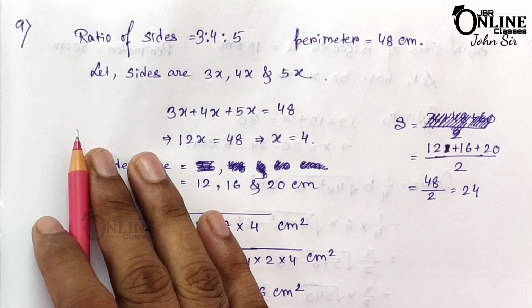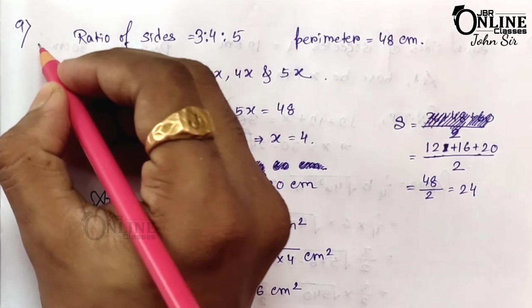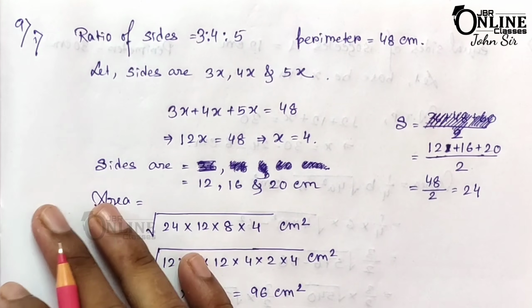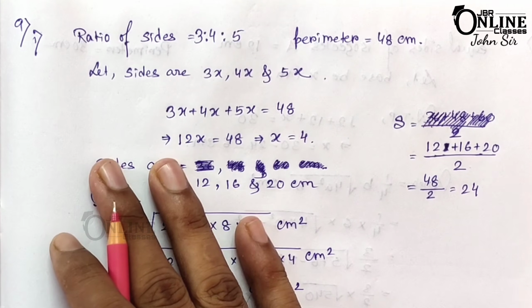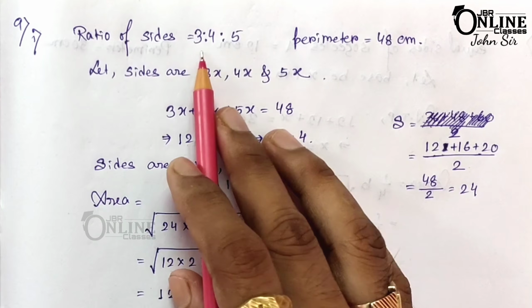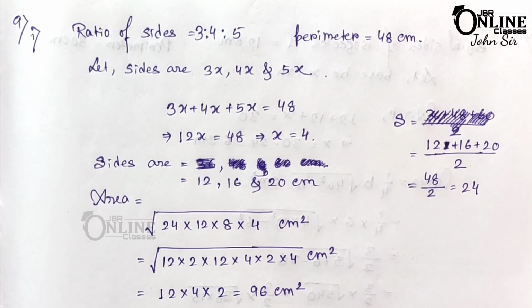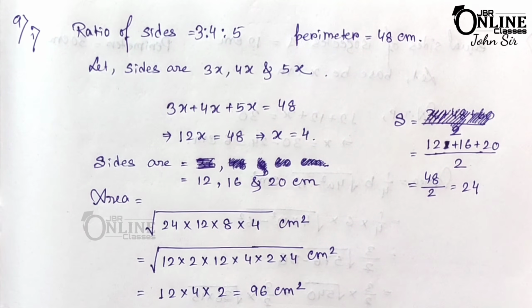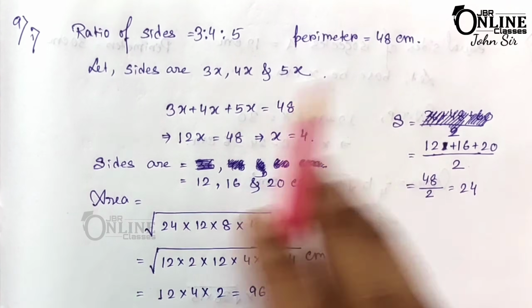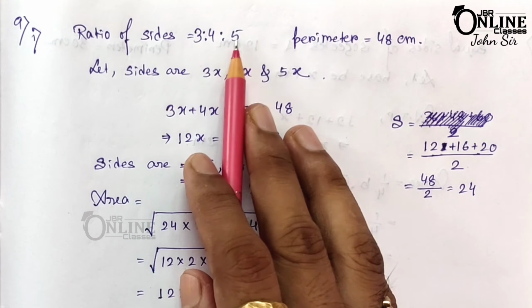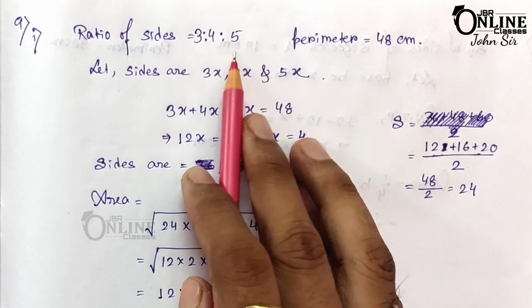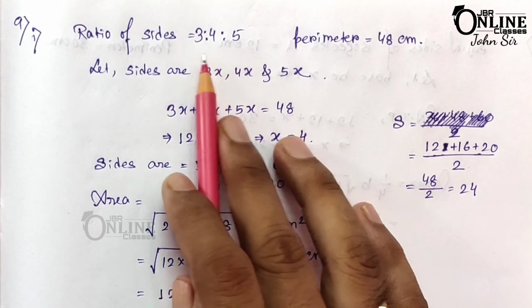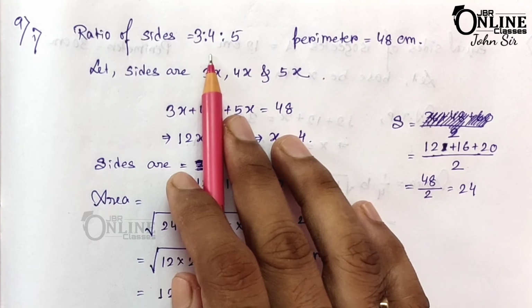Next, sum number 9. Sum number 9.1 and 9.2 are both the same kind of problems. So here I am going to solve the first one. I hope you can solve the second one also. If the lengths of the sides of a triangle are in the ratio 3:4:5, and the perimeter here is 48 centimeter. As the ratio here is 3:4:5, the sides will be 3x, 4x and 5x. Here x is not equal to 0, and x is the proportional constant or the ratio constant.